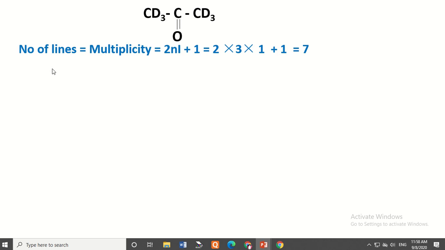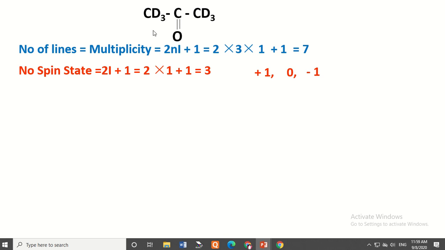In this compound, the carbon is coupled with deuterium, but there are 3 deuterium nuclei present. Therefore, the value of I for deuterium is 1, but N equals 3. The multiplicity, that is the number of lines, equals 2NI plus 1. So 2 into 3 into 1 plus 1 gives 7 lines. Hence, in the proton noise decoupled spectrum of the deuterated solvent, we see 7 lines because the carbon couples with the deuterium. We know that the possible spin states of deuterium are 2I plus 1, that is 3: plus 1, 0, and minus 1.